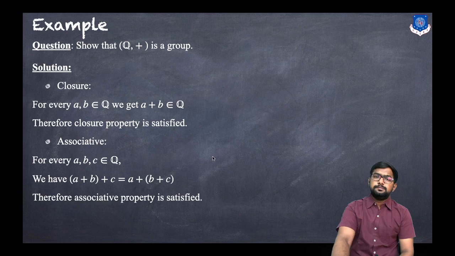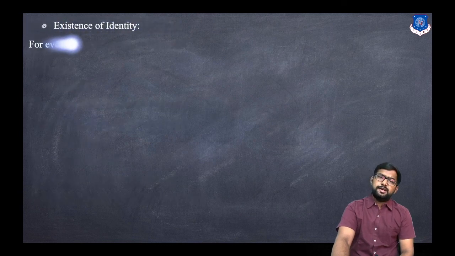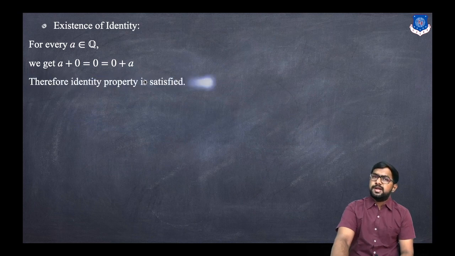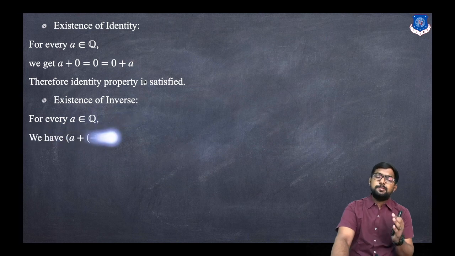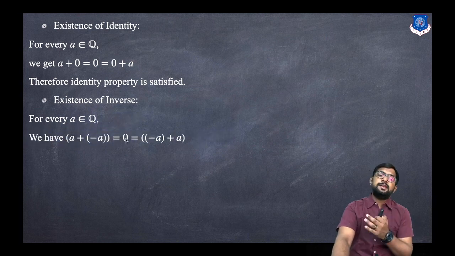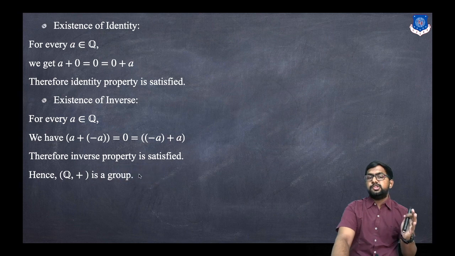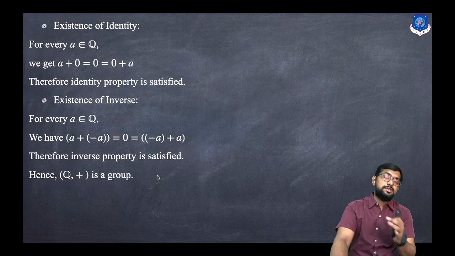For existence of identity, it is the same: a + 0 = a = 0 + a, so 0 is the identity. In the same manner for existence of inverse, -a will be the inverse, so a + (-a) equals the identity. Everything is the same except the set. Hence (Q, +) is a group. Now we'll jump to our subgroup question. That is why we have discussed these two examples.